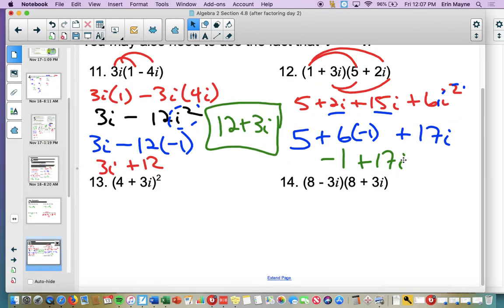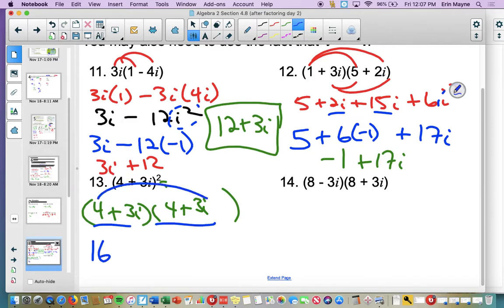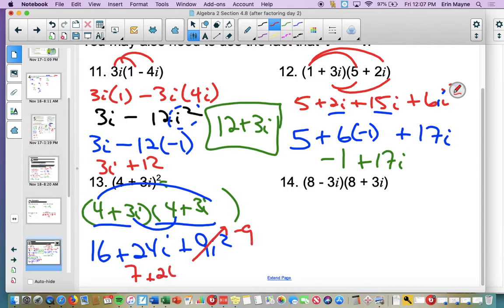We're going to move on to number 13, being very careful not to distribute that 2. It does not distribute. Instead, 4 plus 3i is multiplied by itself. Notice this looks a lot like a perfect square trinomial factored form. This gives me 16. Outside is 12i. Inside is 12i. That's plus 24i. And then the last is plus 9i squared. But this is really negative 9. Notice I went a little faster that time. This is 7 plus 24i.